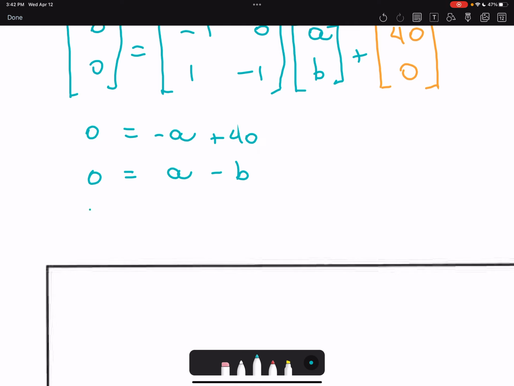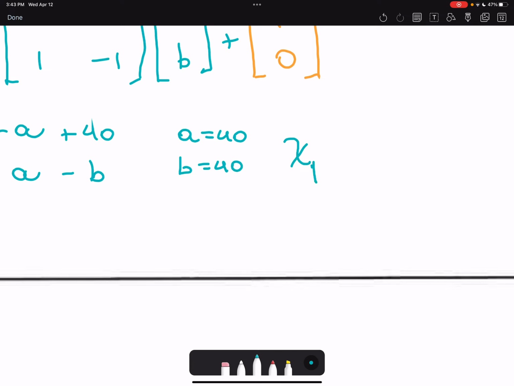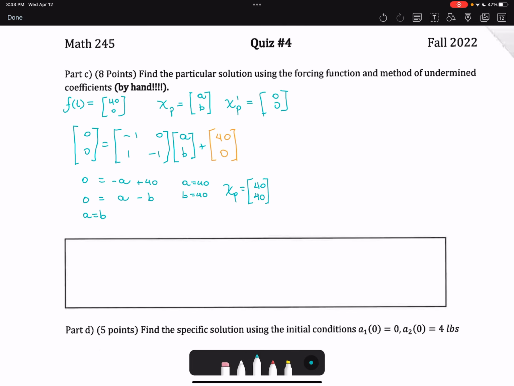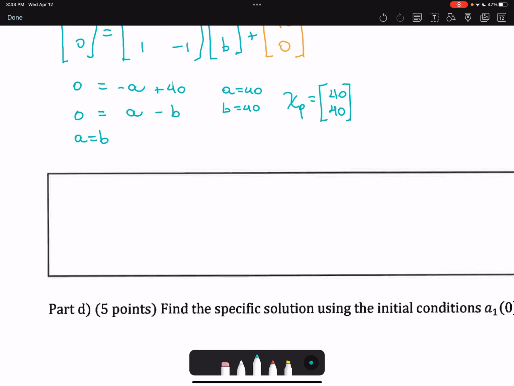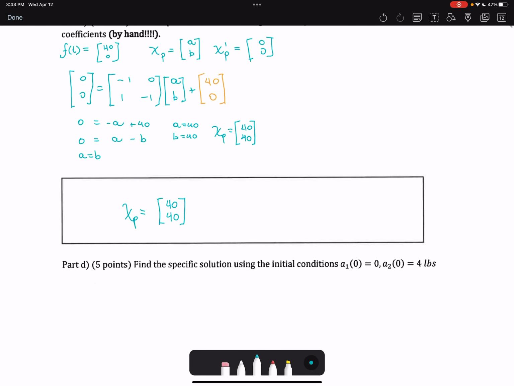So now we have that A is equal to B. And we have that A is equal to 40. So B is also equal to 40. So we can say that our particular solution is 40 and 40. So the particular solution, xp, remember that one does not have the constant in front, is going to be 40, 40.